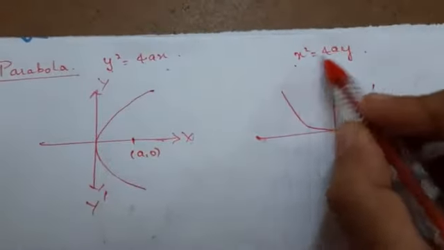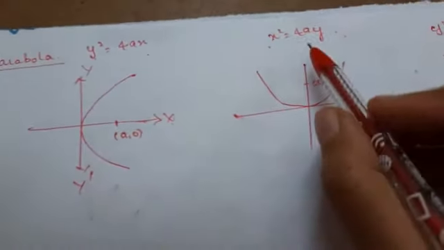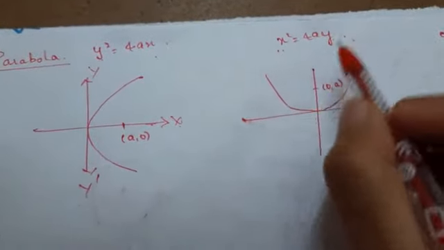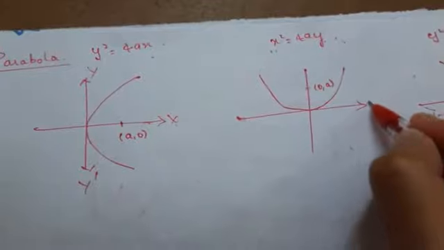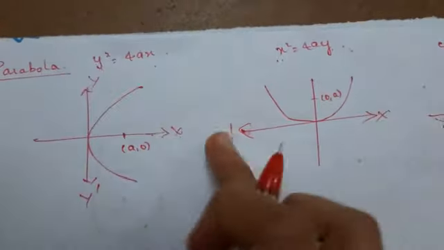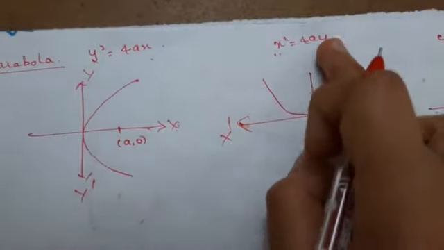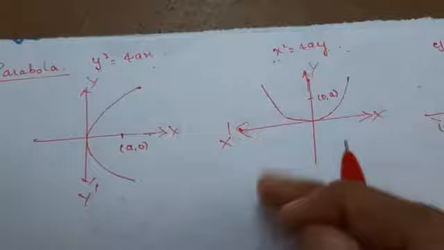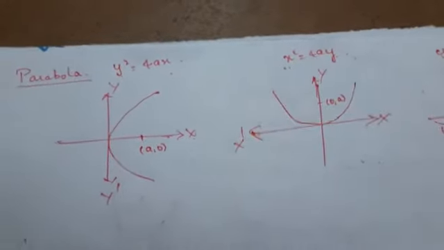When it comes to x square is equal to 4ay, what happens? For both positive and negative value of x, we should have positive y. This is the positive value of x, this is the negative value of x. So for both, we should have only positive y. Positive y means it is coming in this direction. So the parabola is of this type.